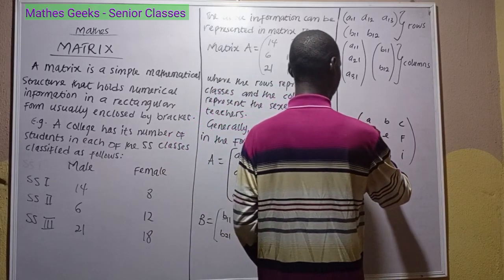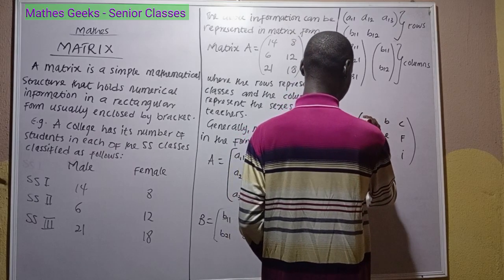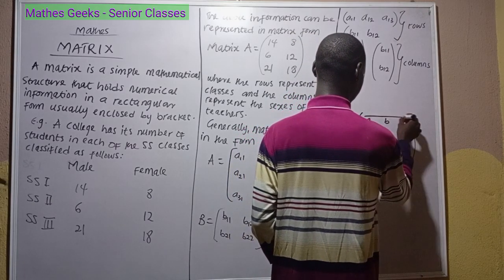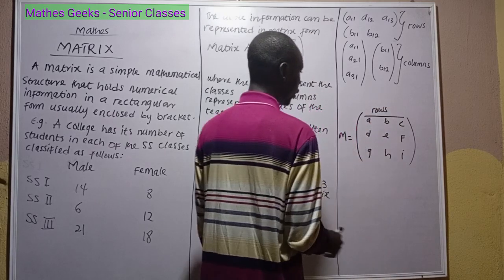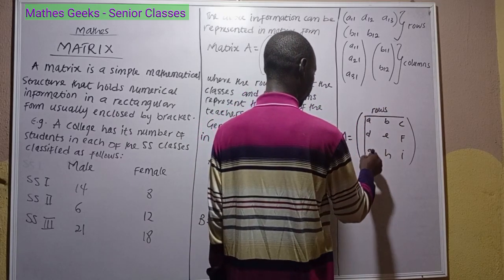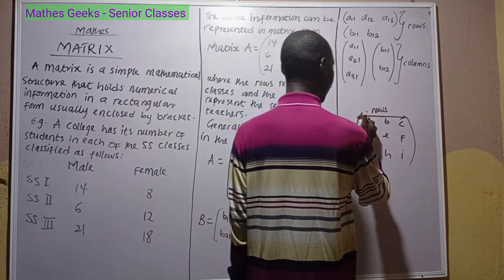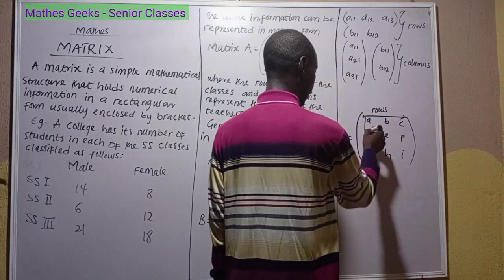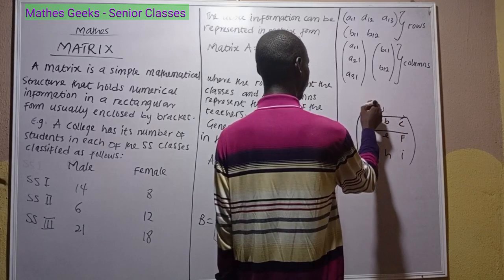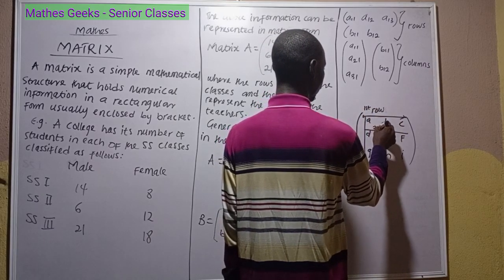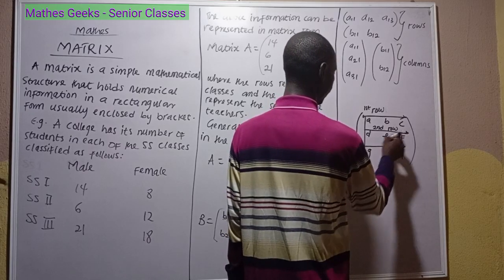If you are going from left to right horizontally, like this, this is called rows in matrix. If you are going from left to right, it's called rows. Same thing applies here. This is the first row, this is the second row, and then this is the third row.